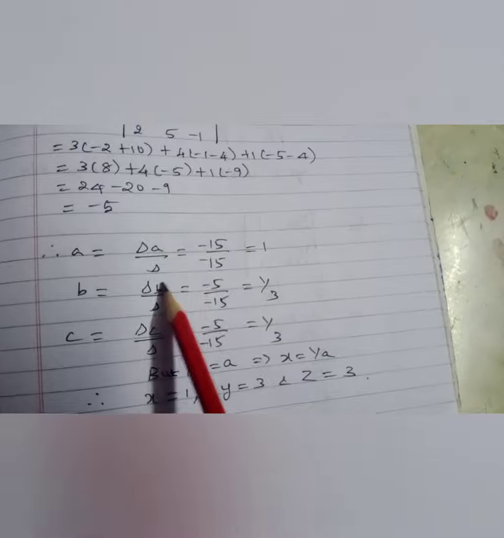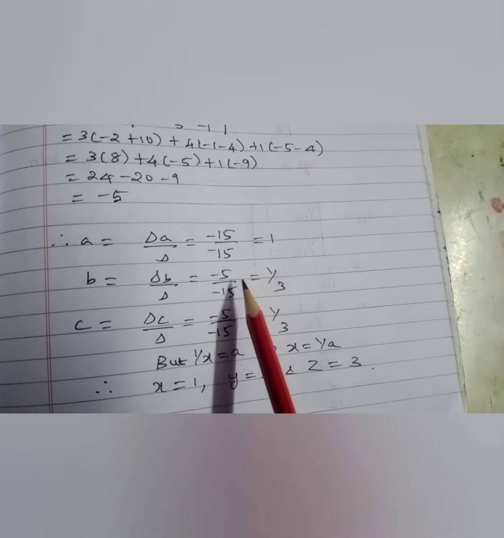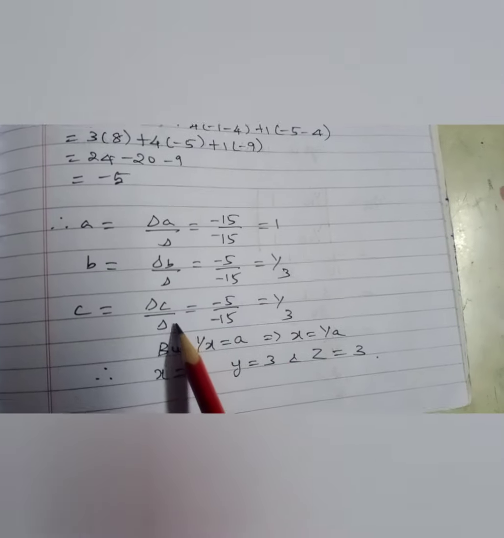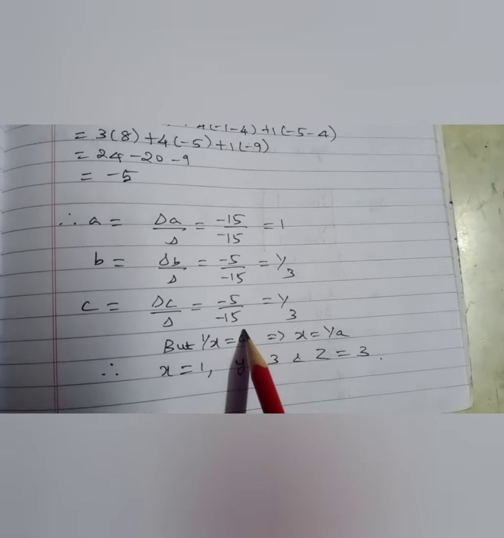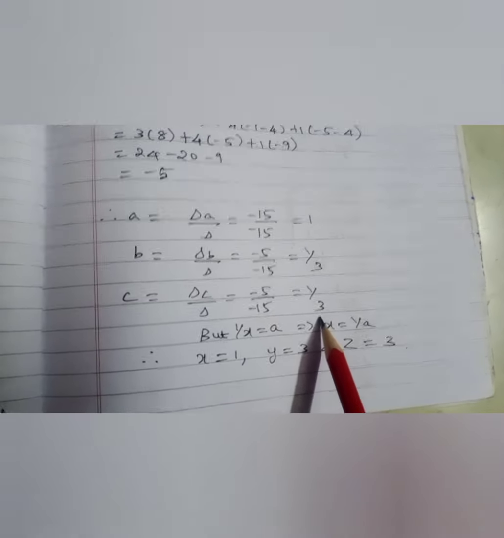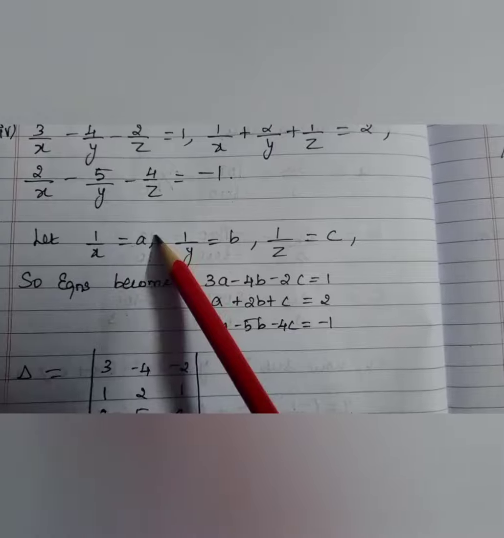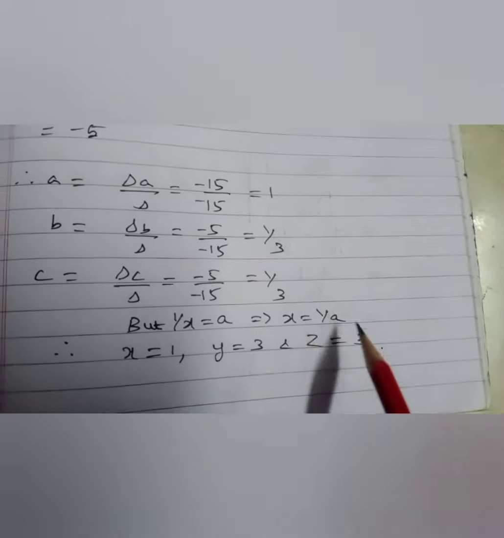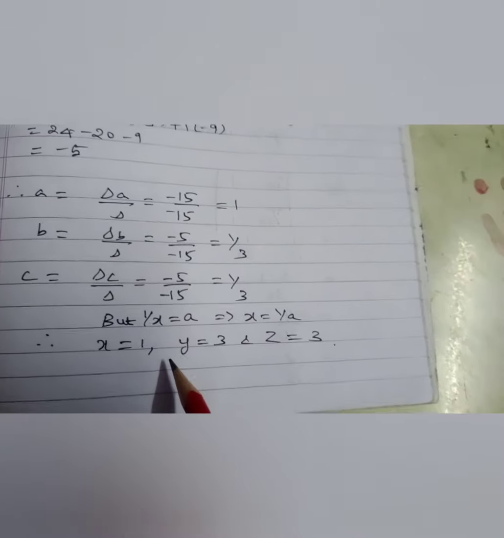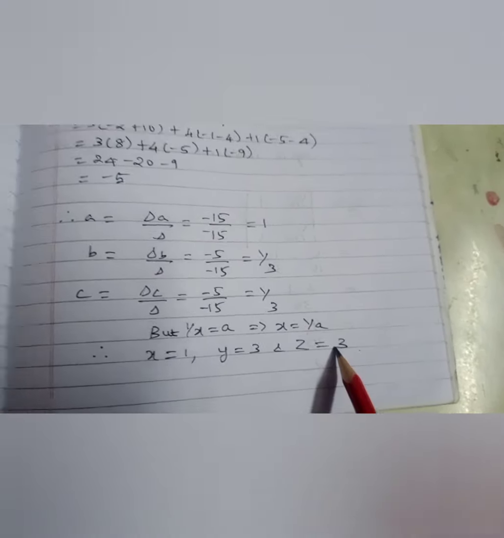Now the formula, a is equal to del a by del, that is minus 15 by minus 15, which is 1. B is equal to del b by del, that is minus 5 by minus 15, that is 1 by 3, and c takes the value del c by del, that is minus 5 by minus 15, which is equal to 1 by 3. Now our assumption while starting the problem is 1 by x takes the value a. If 1 by x is equal to a, what is x? X is 1 by a. So x takes the value 1, and y takes the value 3, and z takes the value 3.